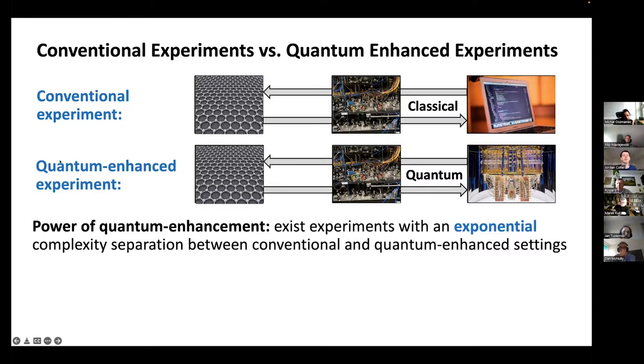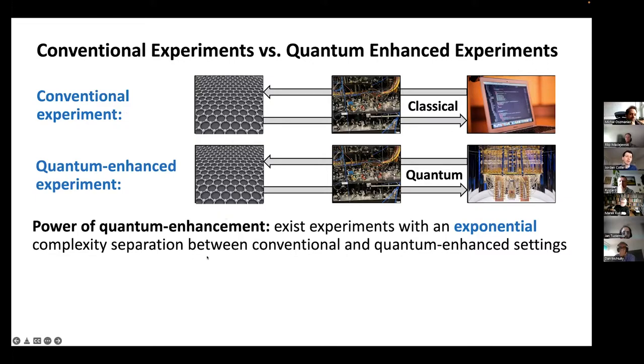That is, are there kinds of experiments for which quantum enhanced experiments significantly beat out what a conventional experiment can do? What we establish in these works is that the answer is yes. There exist experiments with an exponential complexity separation between conventional and quantum enhanced settings. That is, there exist certain experiments for which having a quantum computer in the lab is exponentially advantageous. You have to make exponentially fewer measurements and rounds of measurements more broadly in order to learn what it is that you want to learn about nature.